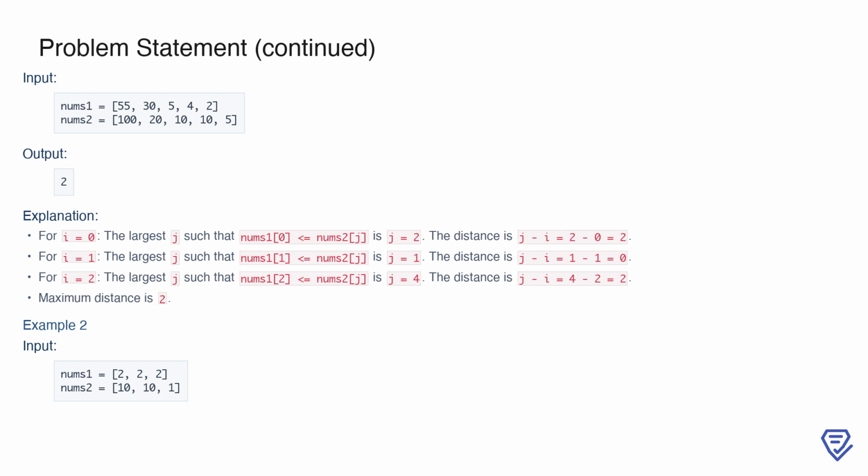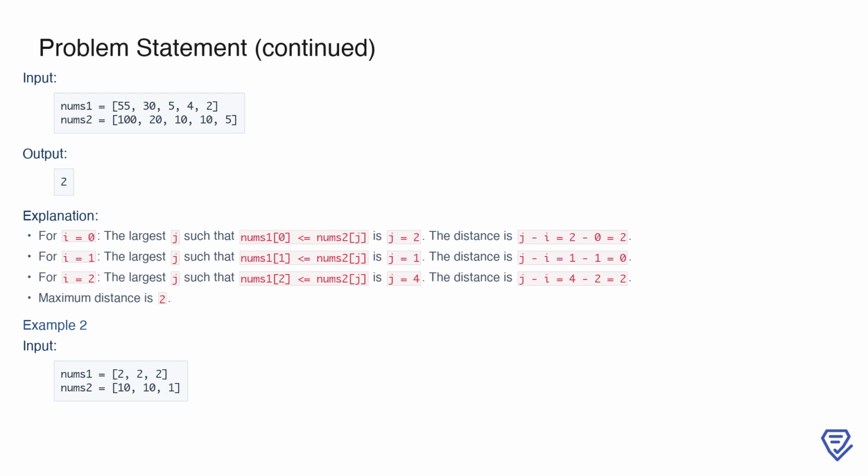For instance, when i equals 0, the largest j satisfying the condition is j equals 2, giving a distance of 2. Similarly, for i equals 1, the largest valid j is 1, resulting in a distance of 0. For i equals 2, the largest j is 4, giving another distance of 2. Among all these distances, the maximum is 2, which is our output for this example.